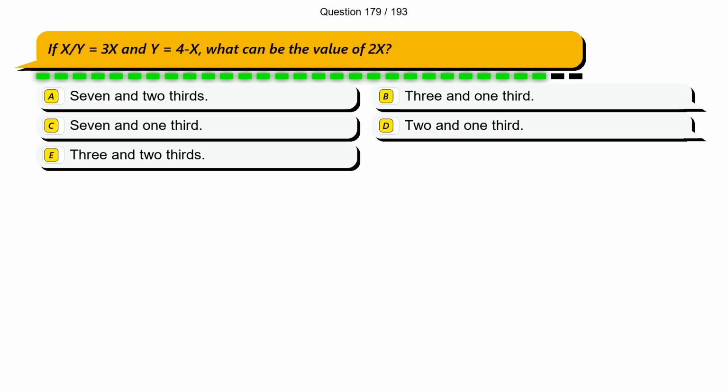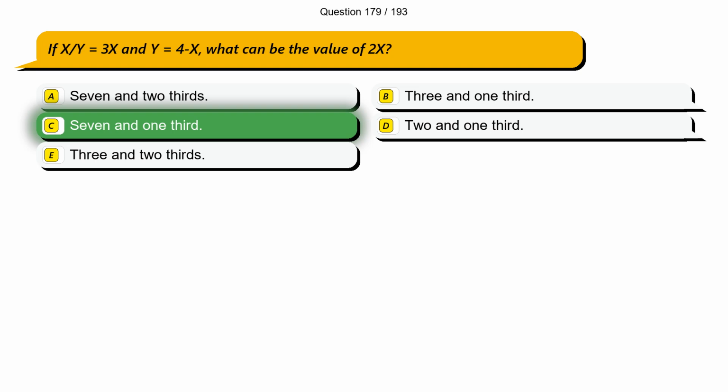Question 179. If x/y equals 3x and y equals 4x, what can be the value of 2x? Option A 7 and 2/3, Option B 3 and 1/3, Option C 7 and 1/3, Option D 2 and 1/3, Option E 3 and 2/3.